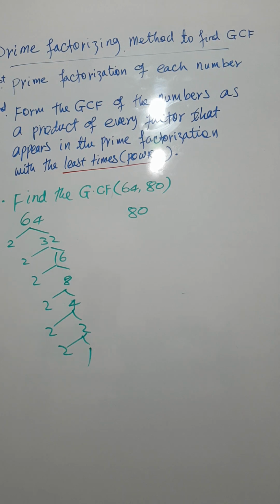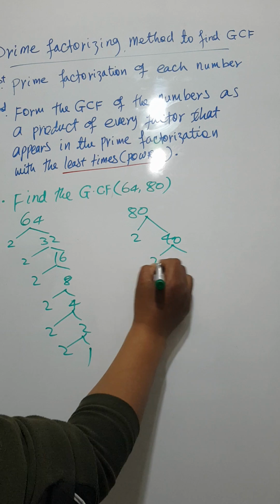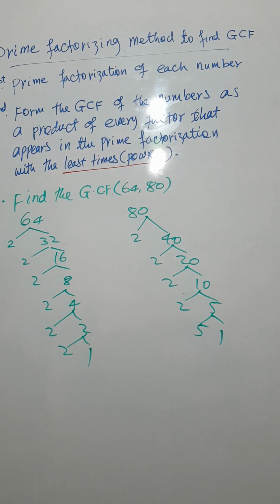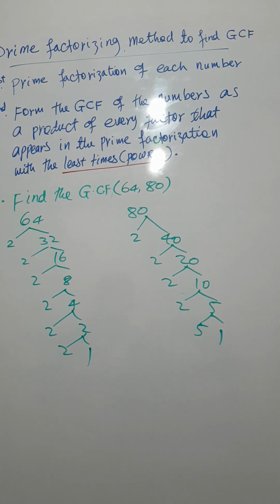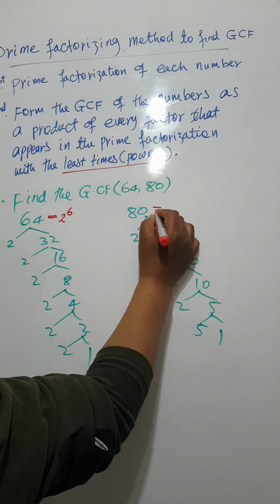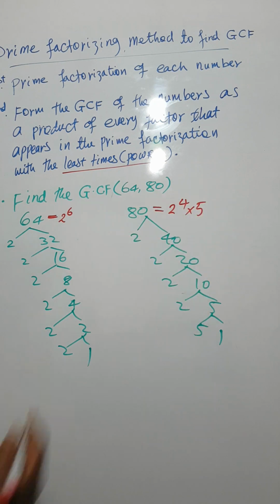Okay, this is the prime factorization of 64. Now, the prime factorization of 80 is 2 by 40, 2 by 20, 2 by 10, 2 by 5, 5 by 1. Now, from the prime factorization, 64 is equal to 2 to the power of 6. And 80 is equal to 2 to the power of 4 times 5.